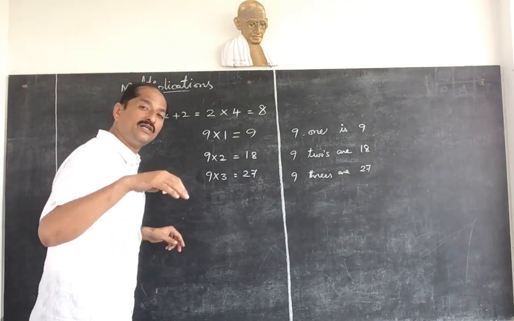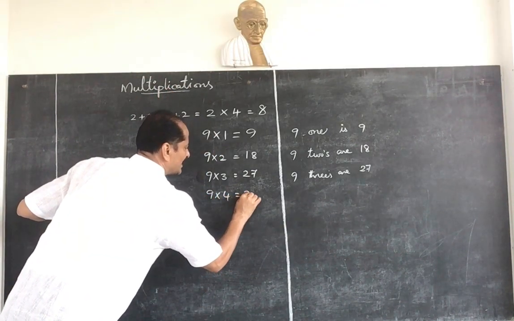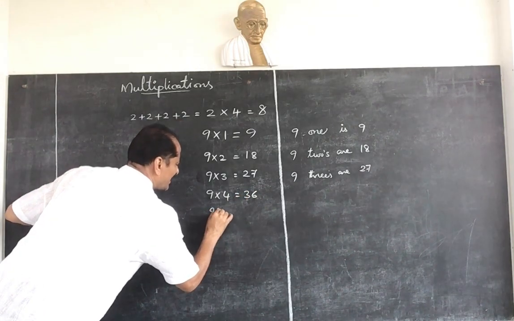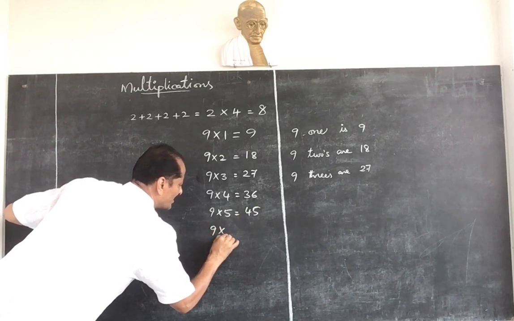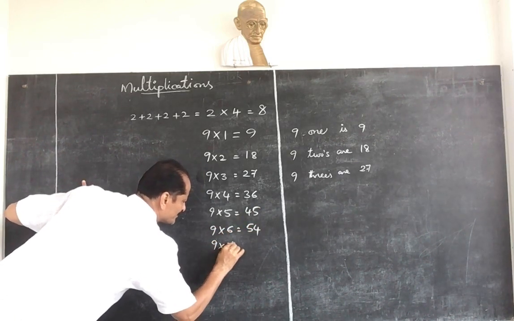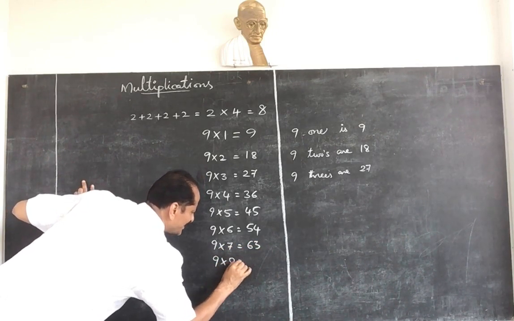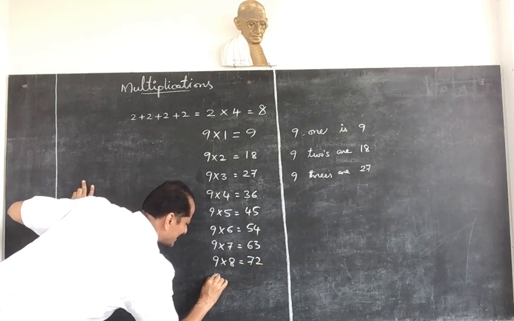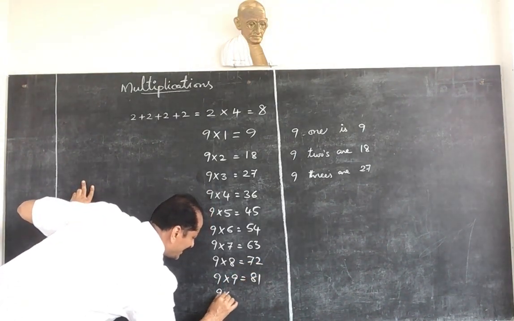9 4s are 36. 9 5s are 45. 9 6s are 54. 9 7s are 63. 9 8s are 72. 9 9s are 81. 9 10s are 90.